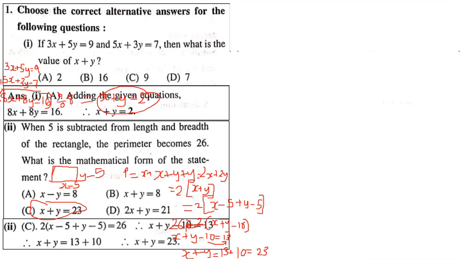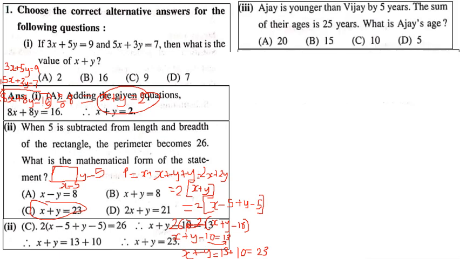Now let us move on to the next sub question. That is sub question number 3. Ajay is younger than Vijay by 5 years. The sum of their ages is 25 years. What is Ajay's age? So here we are comparing the ages of Ajay and Vijay. Ajay is younger, means Ajay is small and Vijay is bigger. So now let's presume their ages to be x and y, right? So when we presume their ages to be x and y, suppose Ajay is x years old.